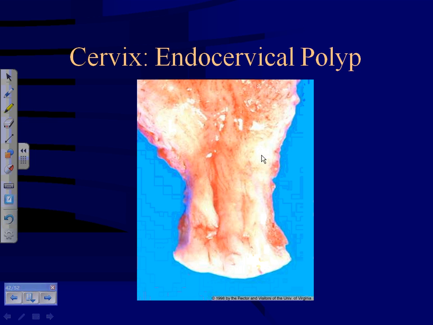Here's another. This is from a hysterectomy specimen, and this is actually the external cervix here. It's been opened up to reveal the inner endocervical canal, and there's a little polypoid lesion here, and maybe one here. It's a little bit of a pale picture, but that's what it's trying to point out.